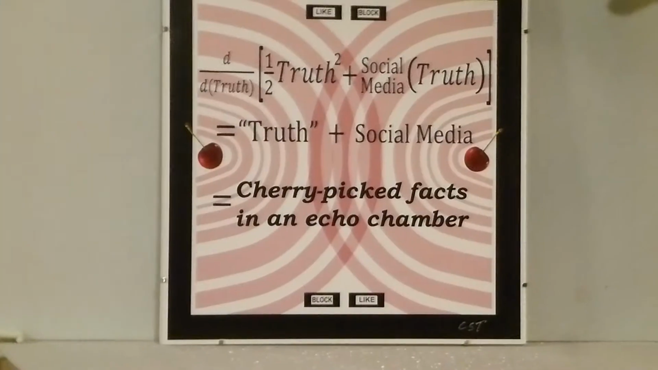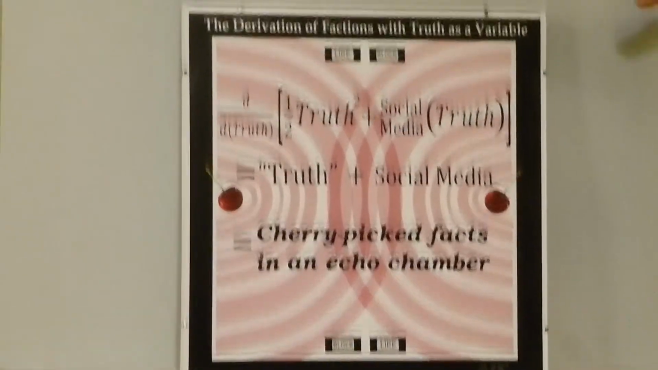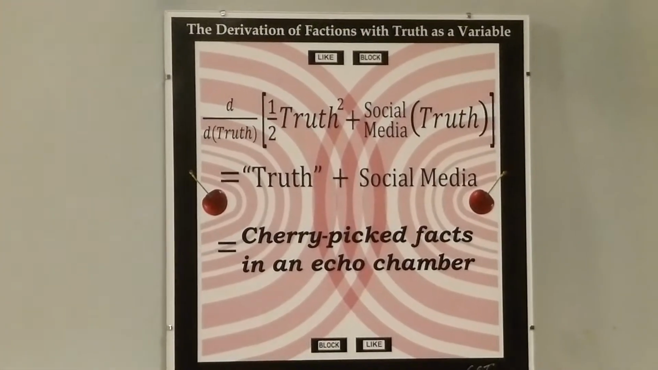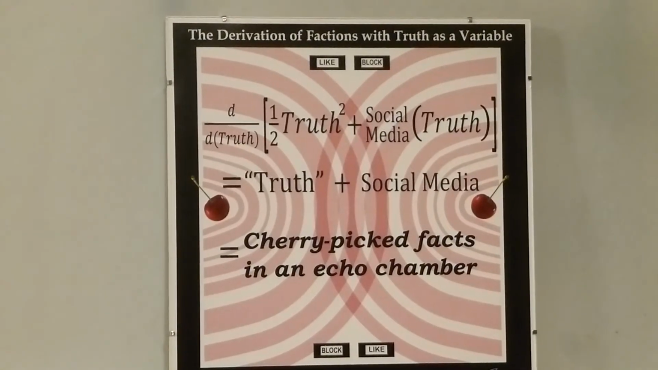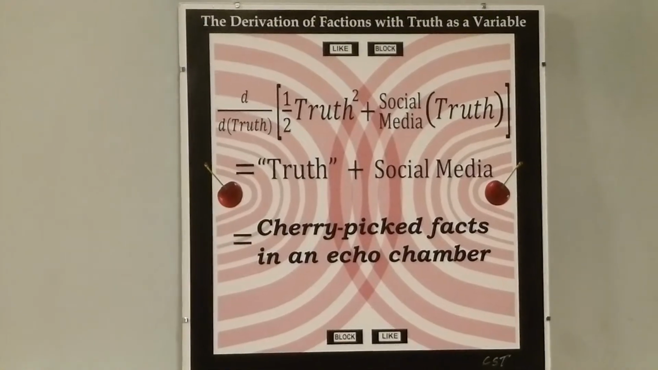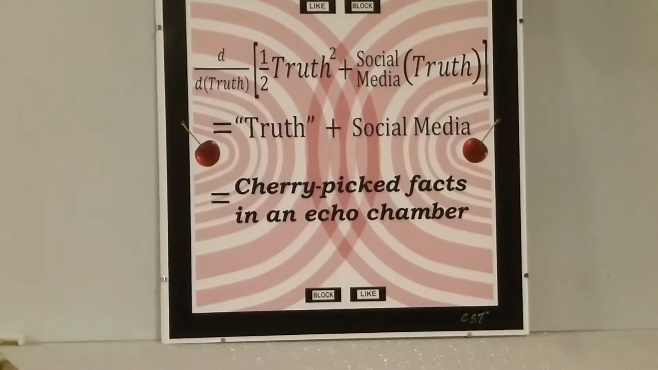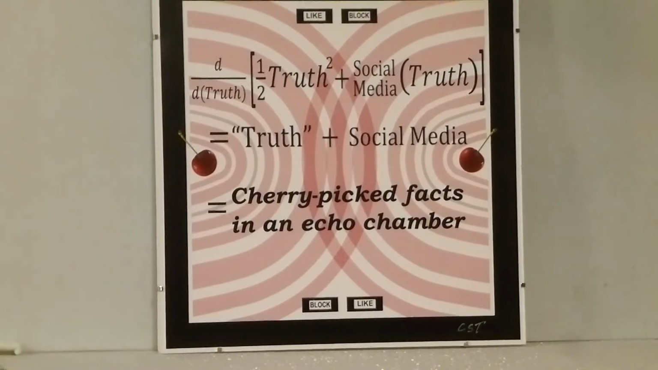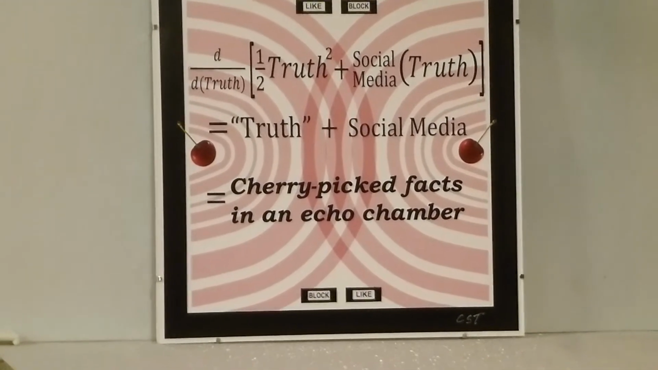In another derivative poem, I also had a play on words and numbers. The derivation of fractions with truth as a variable. The derivative with respect to truth of 1/2 truth squared plus social media times truth equals "truth" plus social media, which equals cherry-picked facts in an echo chamber.